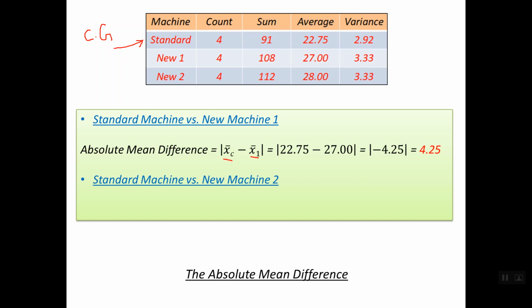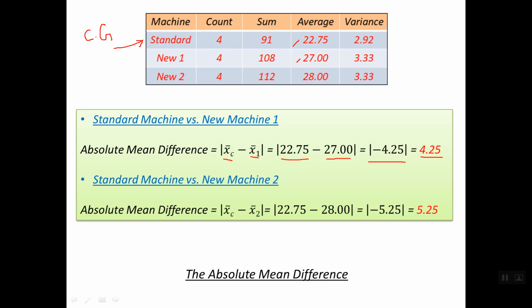The mean for the control machine is 22.75. It's already inside the table above. And regarding the productivity of machine number 1, it is 27. So the result will be the absolute value of negative 4.25, which is positive 4.25. So 4.25 represents the absolute difference between the productivity of the standard machine and the productivity of the new machine number 1.